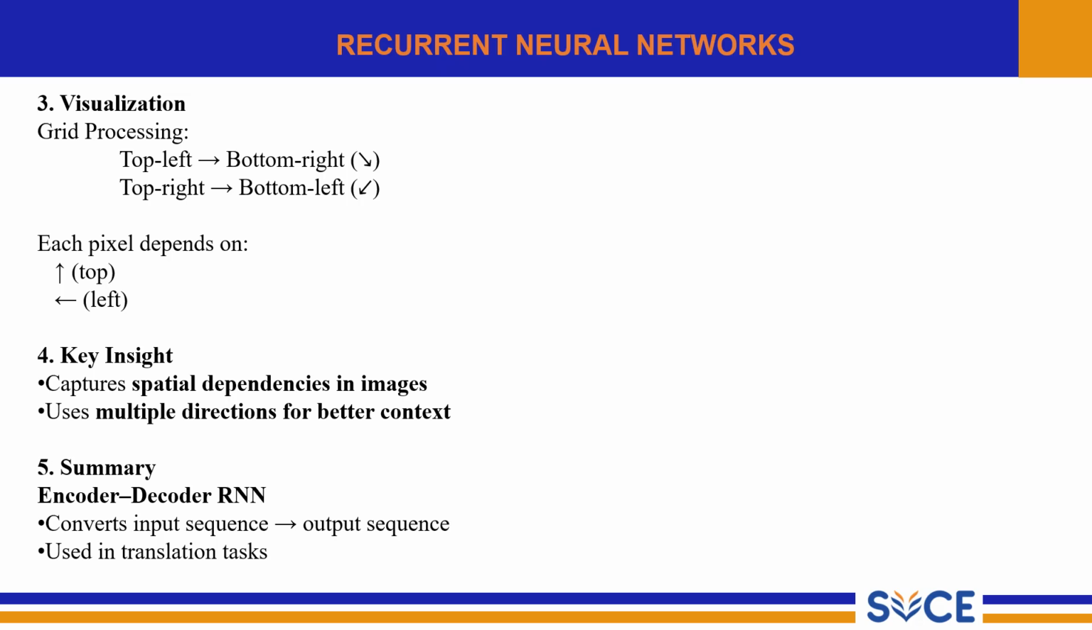Think of the image being scanned in two simultaneous diagonal waves. One wave moves from top left to bottom right and another wave moves from top right to bottom left. This diagonal processing is powerful because it naturally combines both horizontal structure, the left to right relationship, and vertical structure, the top to bottom relationship. Now let's focus on a single pixel at position i, j. When predicting this pixel, the model is only allowed to use information that has already been computed.